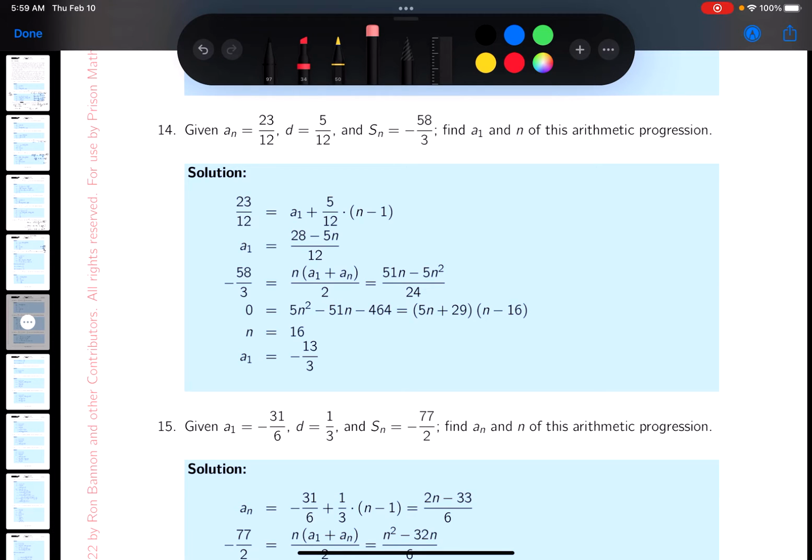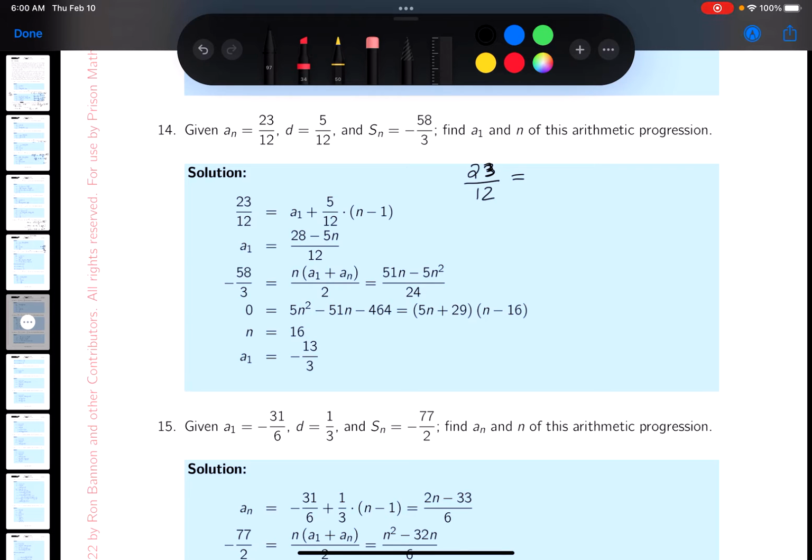Okay, we're given an arithmetic progression, and you're told what AN is. You're told what D is and SN. So I guess the first thing to do would be to write down AN first. And what would you get over there? Let's write this down. That's going to be 23 over 12.